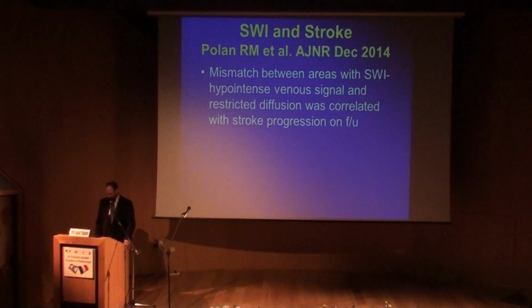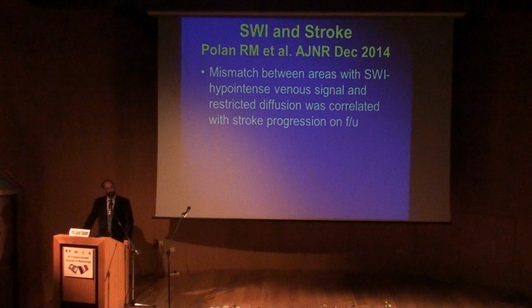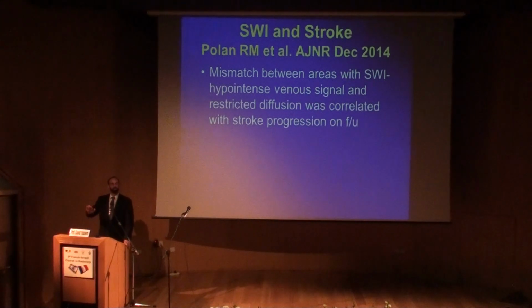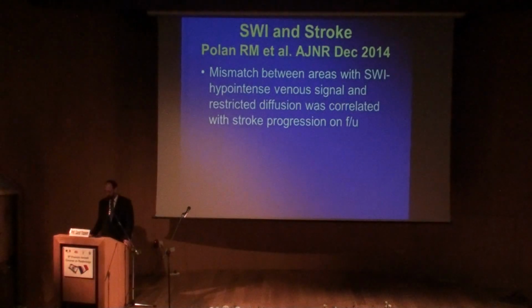So one thing that was interesting is that there has now been described an entity of diffusion susceptibility weighted imaging mismatch. So we know about diffusion and perfusion with tissue at risk. Well, Poland described in December 2014 a mismatch between areas of the venous signal that occurs within an infarct from slow flow, presumably, and the restricted diffusion. And they showed that that is, again, an area where you often will see stroke progression.